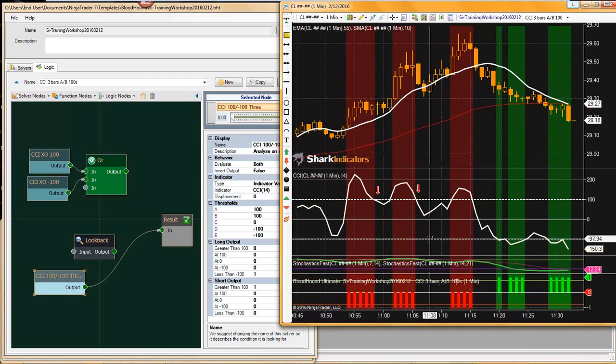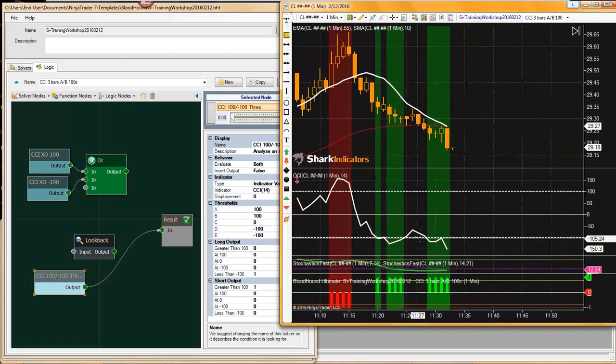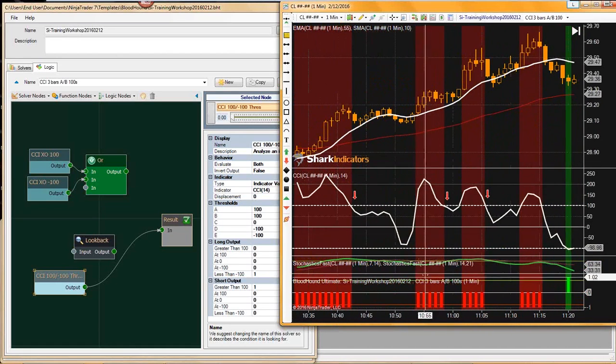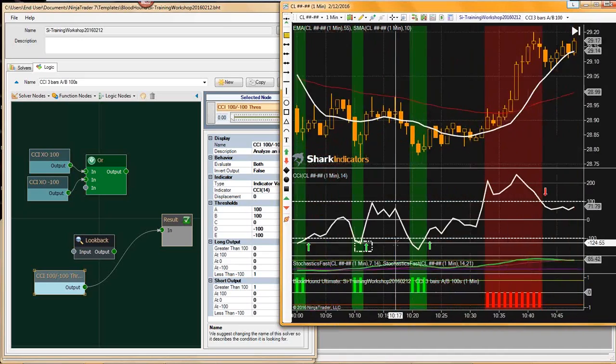And it looks like we're okay for the shorts over here as well. Those all have more than 3 bars.